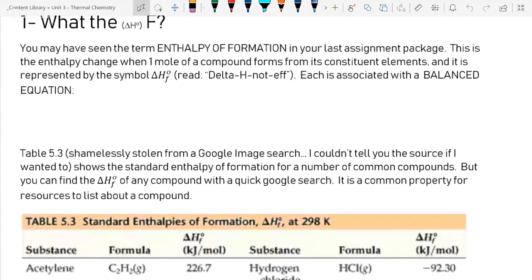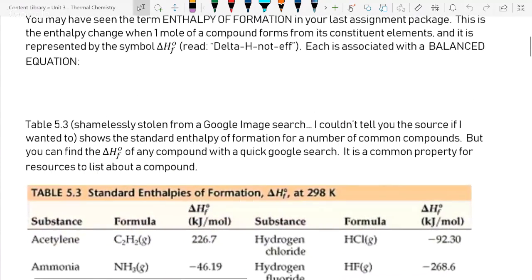This is table 5.3. So titled because I shamelessly stole it from a Google image search. I couldn't cite it if I wanted to. It was just the top hit, and I dragged it into my document.